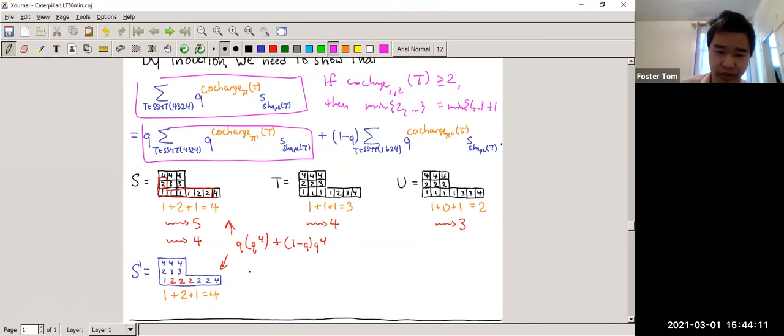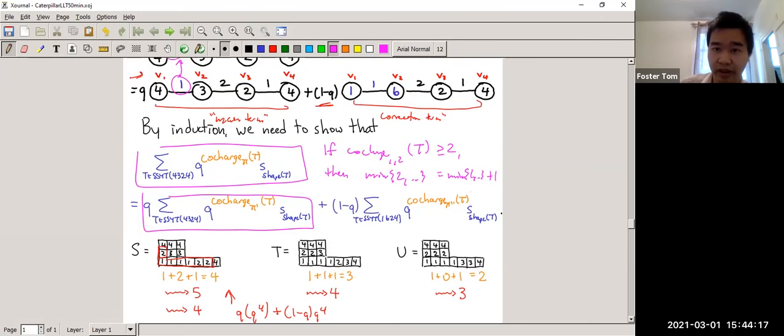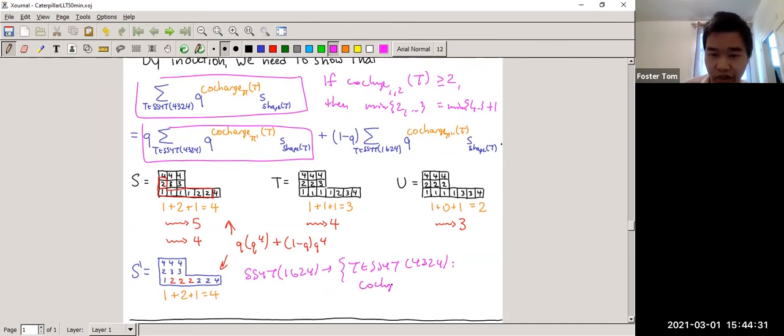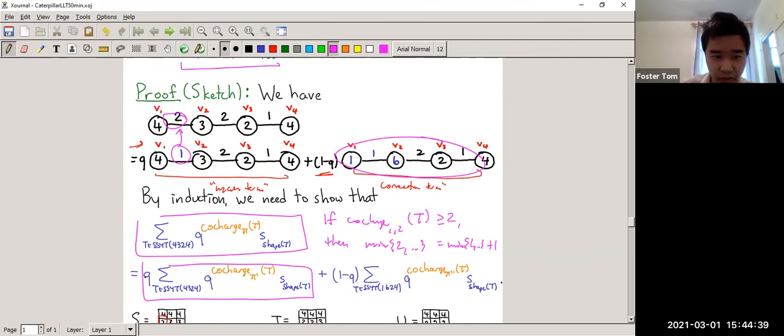Maybe just to be a bit more explicit about what's happening, I have a bijection between tableaux corresponding to this graph and the tableaux corresponding to the other graph, for which cocharge sub 1,2 was at most 1. So when the cocharge was at least 2, multiplying by Q was the right thing to do, and that's great. It gives me the right terms. When the cocharge is at most 1, they sort of cancel out with this term, and the exponent does not increase by 1.